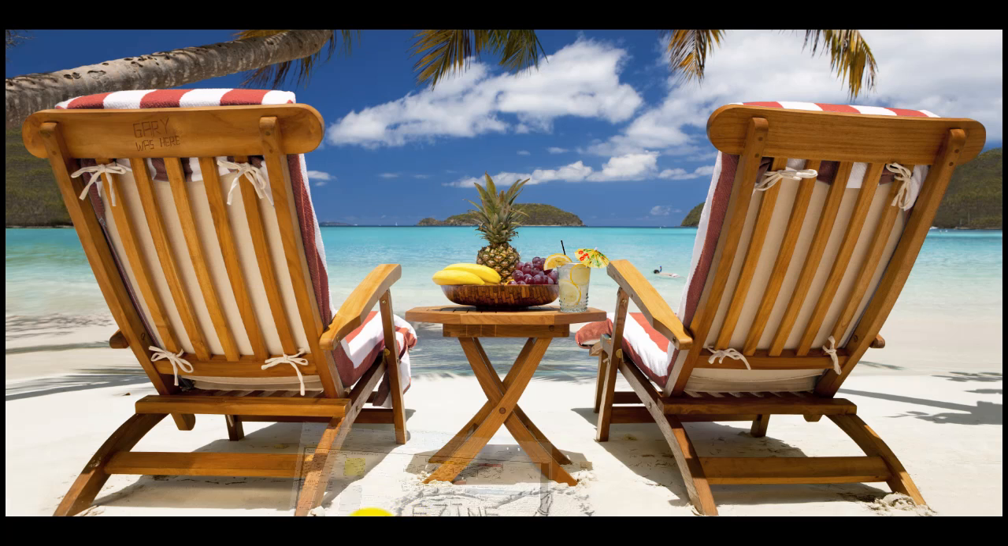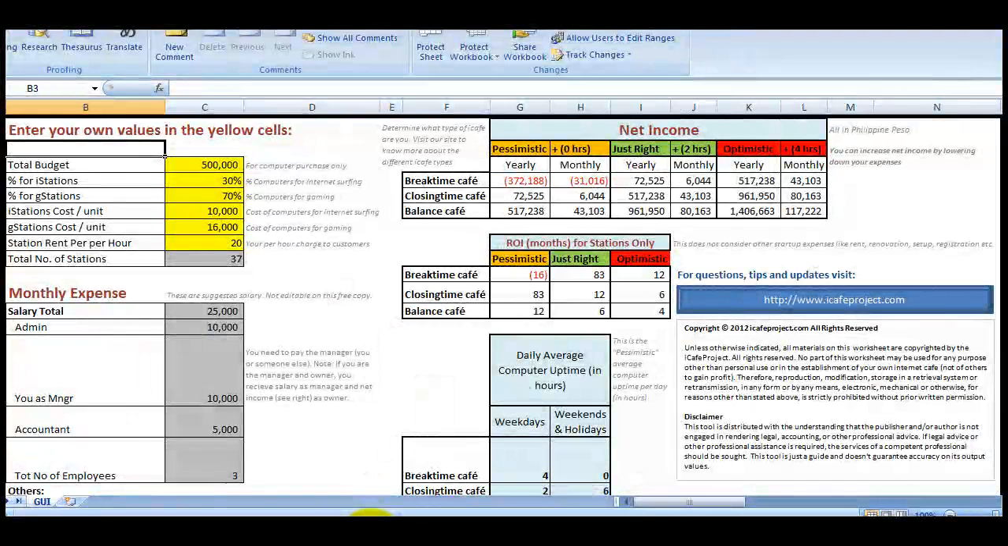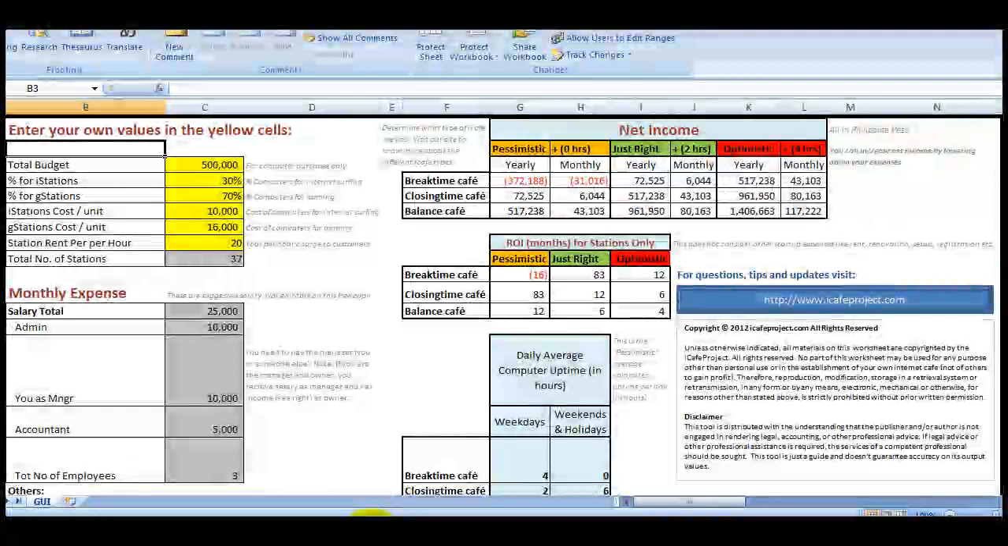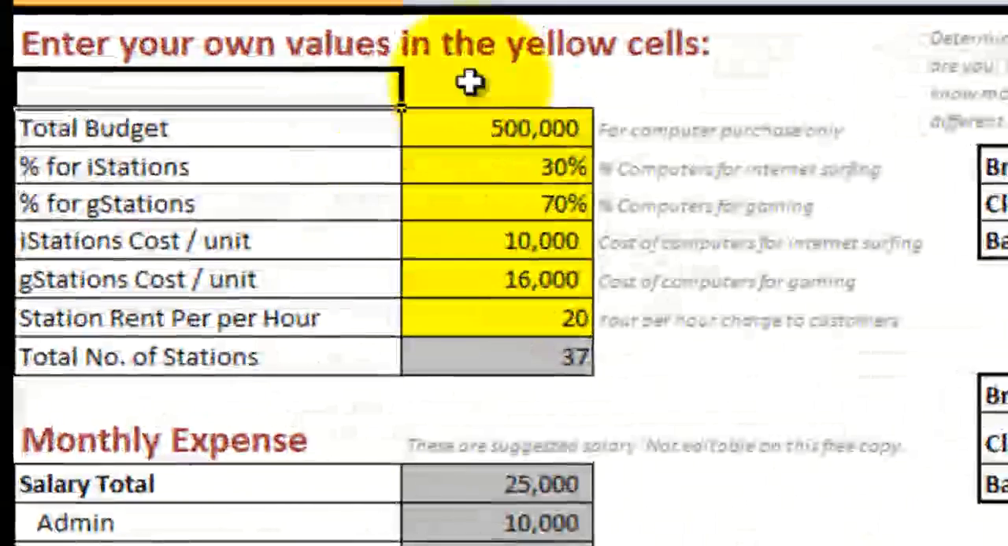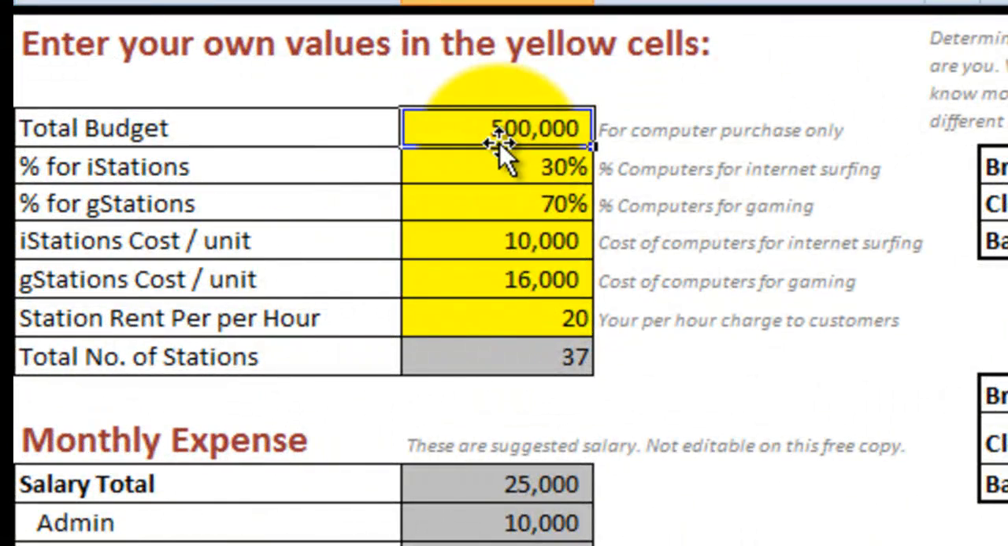So it is a Microsoft Excel spreadsheet, so you need Microsoft Excel to be able to open this up. And it is a free version of the tool, and most of the cells here are locked, meaning you can only edit the cells that are in yellow.